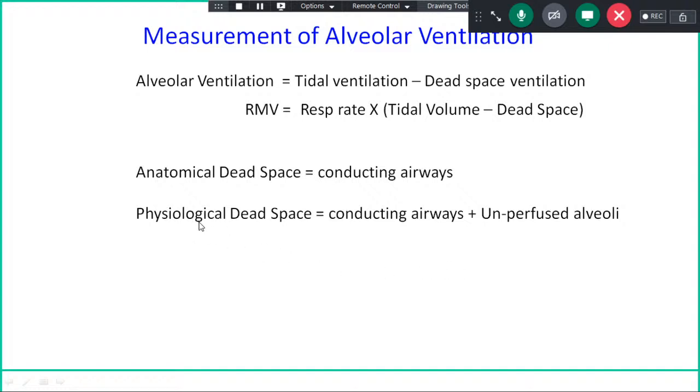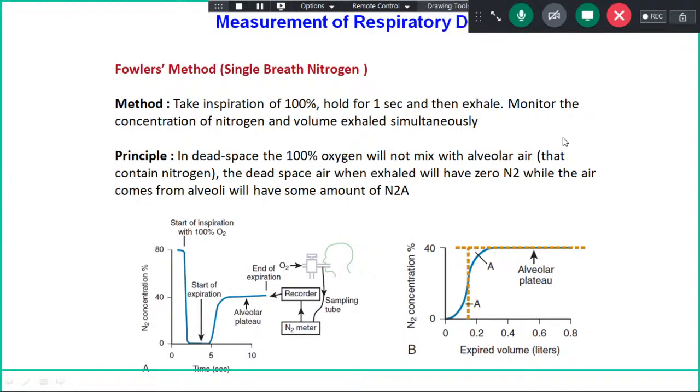In a healthy individual, these two dead spaces should be equal. But if there is some alveolar dead space, then the physiological dead space becomes more than the anatomical. So how do we find out the anatomical and physiological dead space? This is a method which is shown here. It is called Fowler's method. This is showing how we can find out the anatomical dead space.